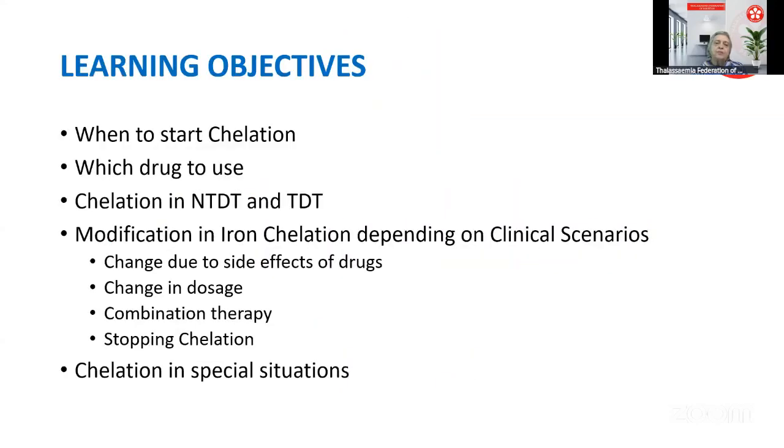What are the learning objectives of my talk today? Number one, we should know when to start chelation. If we are starting chelation, then we have to know which drug we should use. And the drug to use should depend to some extent on the age of the patient, because if a very young child comes, it's different. But otherwise, if a child comes with a specific organ involved, like heart or liver, then we have to choose accordingly, or any other disease like kidney disease or endocrine.